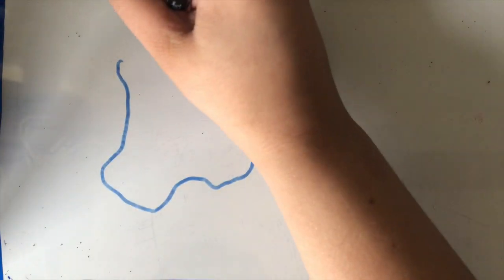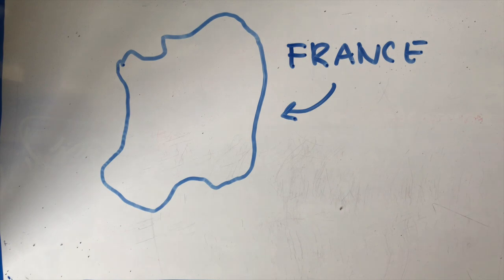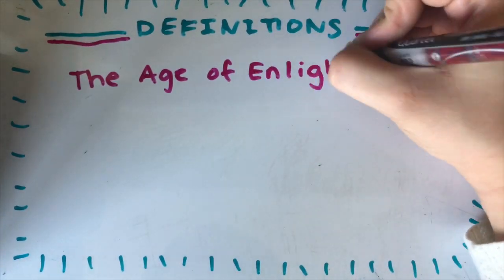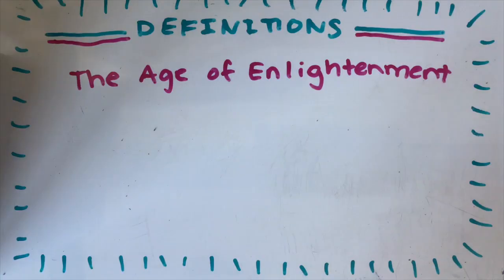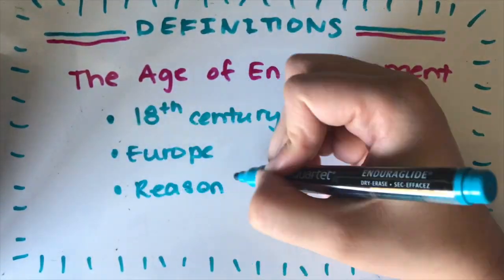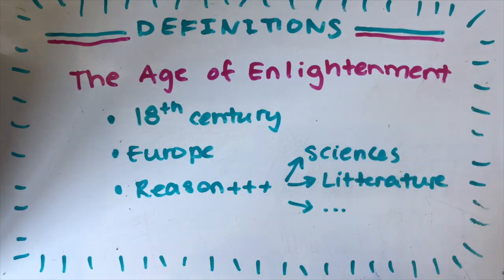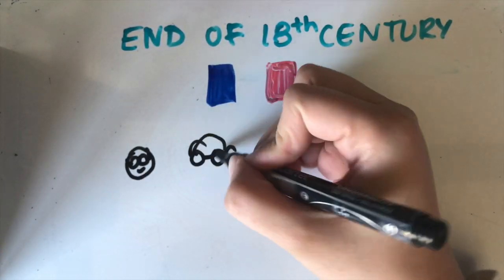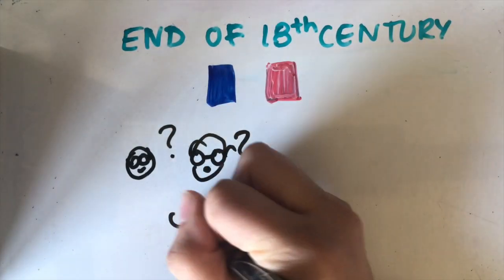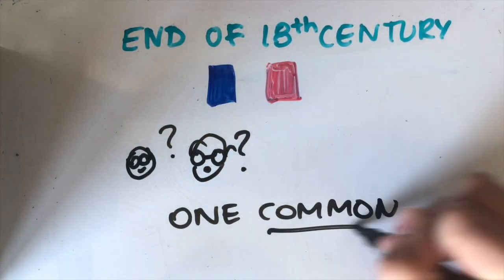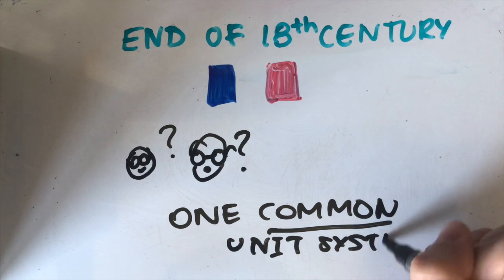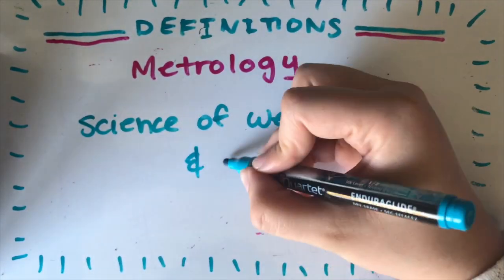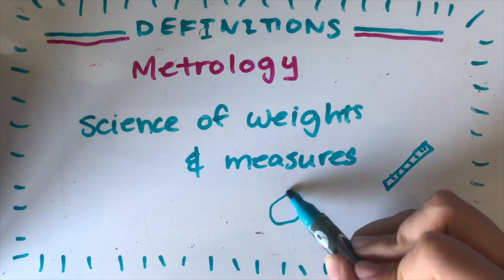Everything starts in 18th century France, during the Age of Enlightenment. The Age of Enlightenment lasts for the most part of the 18th century and is characterized by reason. Thus, the advancement of science and the invention of metrology urged scientists to ask themselves, why isn't there one common unit system? Metrology being the science of weights and measures.